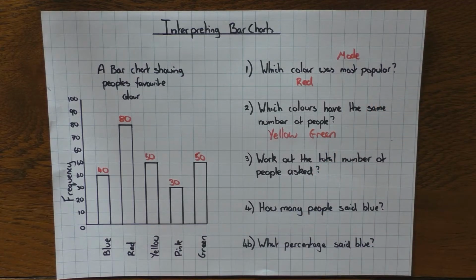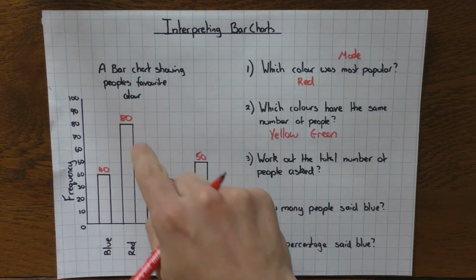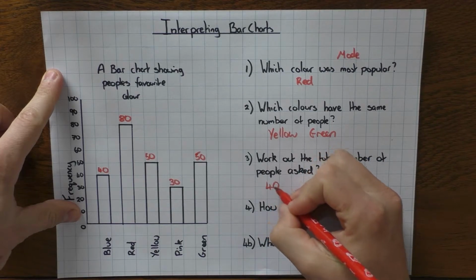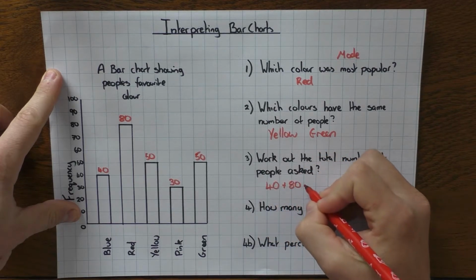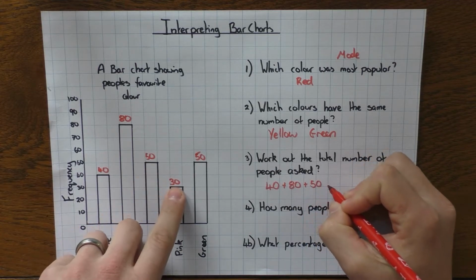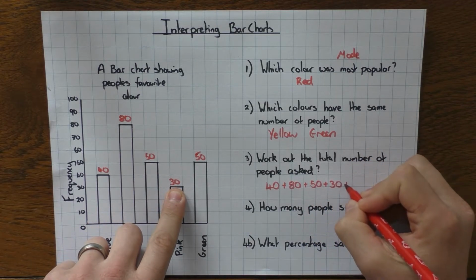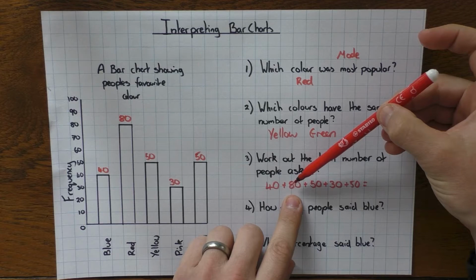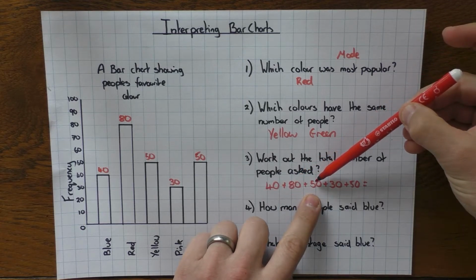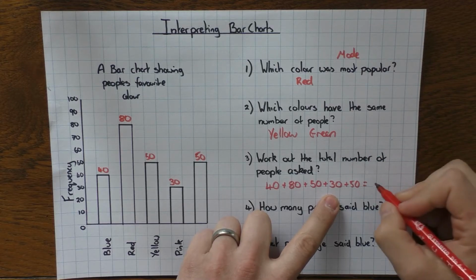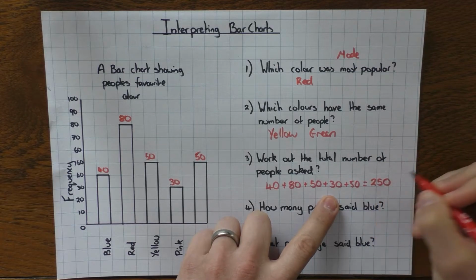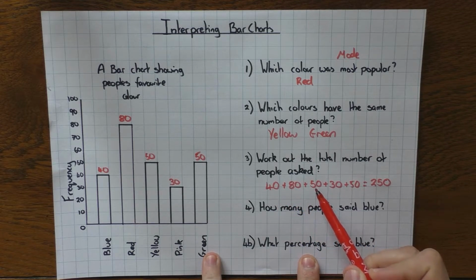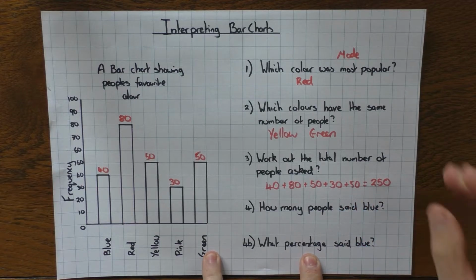Okay. Work out the total number of people asked. It's always good to write these down, and I would always show your working when doing this. So we'll start off with the 40, we will add the 80, we'll add the 50, we'll add the 30, and then we'll add the 50. So I'm just showing my working there, and then obviously you need to work it out. So 40 add 80 is 120. Add 50 is 170, add 30, 200, add 50, 250. Okay, 250 people. Double check it. 40 add 80 is 120, add 50 is 170, add 30, 200, 250, yeah.